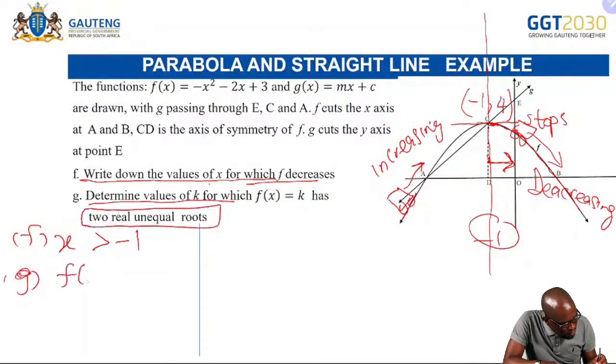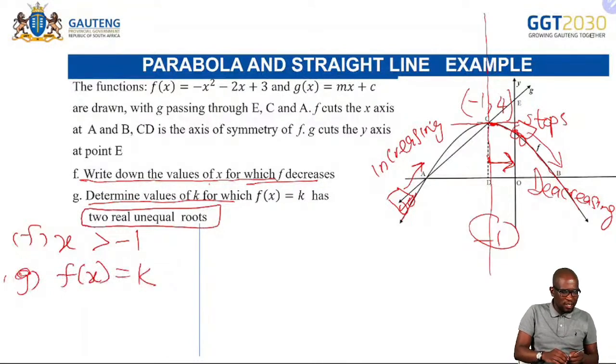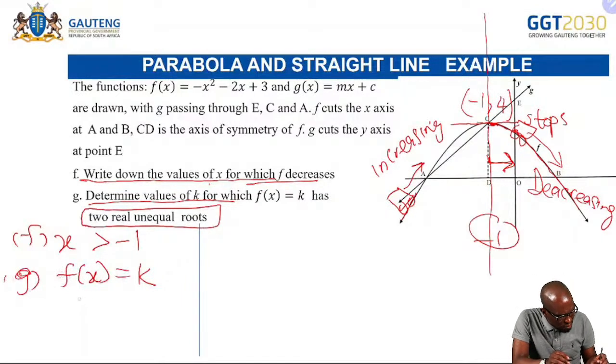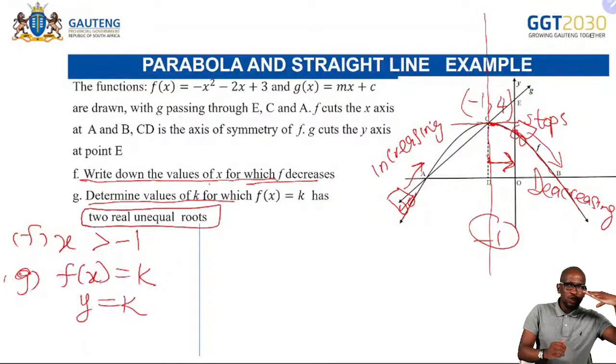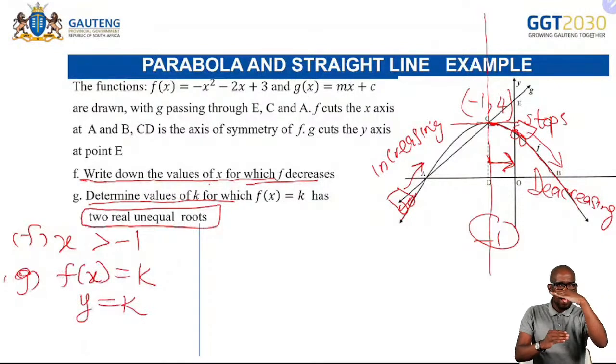And here we are given f of x equals k. Now I'll give you a strategy of answering these questions. Now you are given f of x equals k. What is f of x? It's y equals k. So this is the line that is drawn. It's line y equals k.